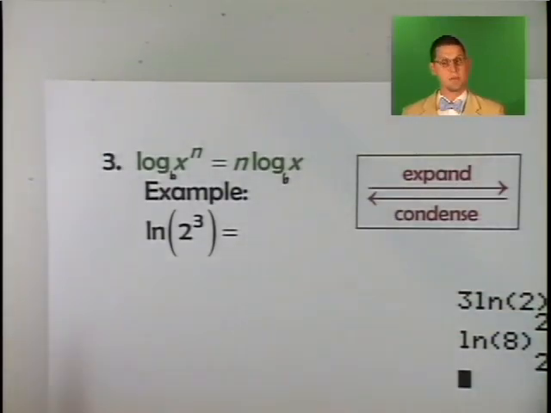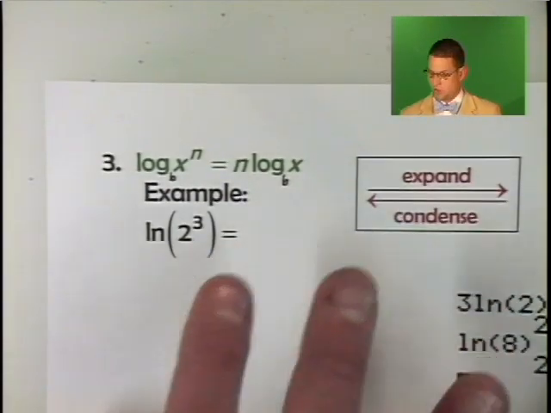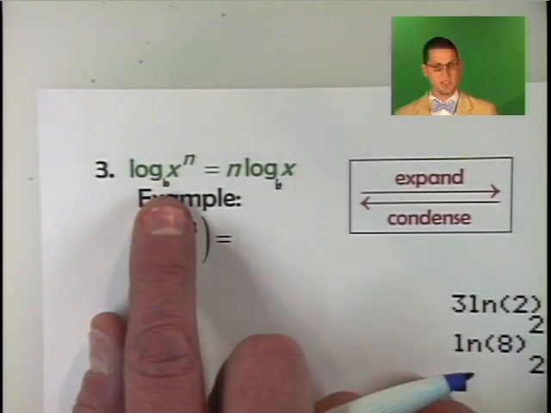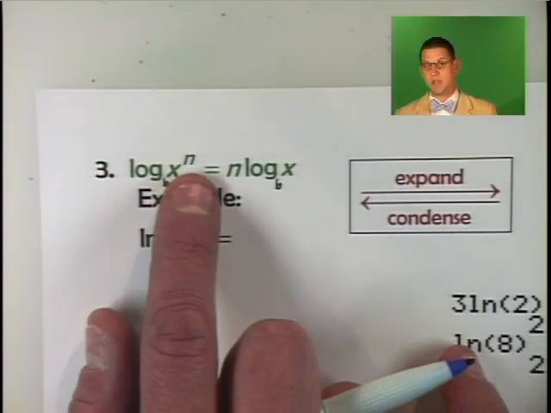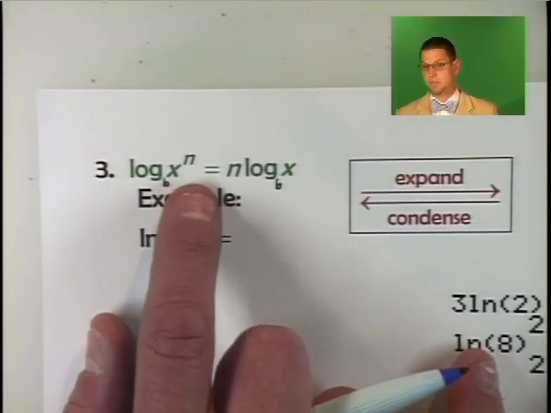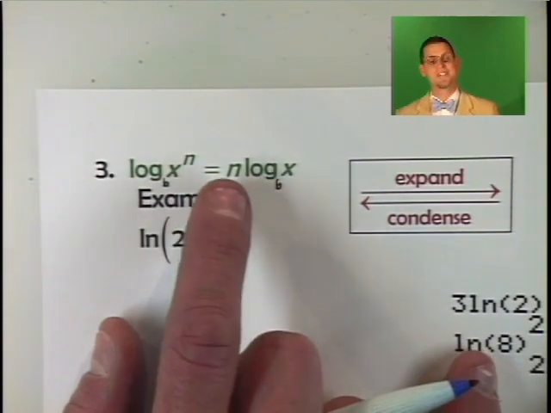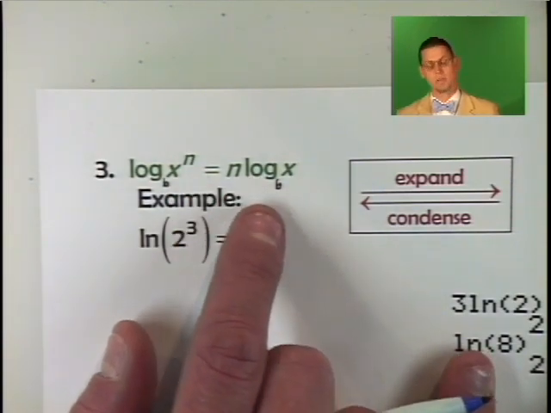Okay, this next property is perhaps my favorite, if I dare say I have a favorite log property. I like them all, really, but this one's pretty nice. Okay? Here's what it says. It says log base b of x raised to the nth power. So the process of raising something to a power, exponentiating, turns into this. It turns into n times log base b of x.